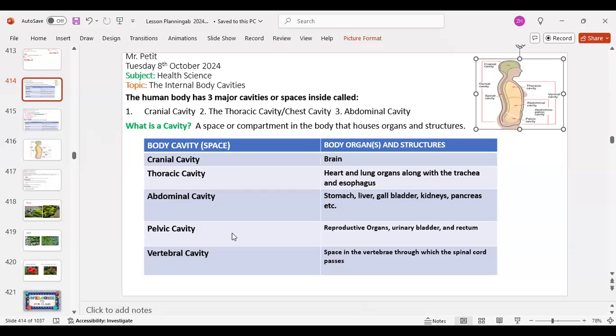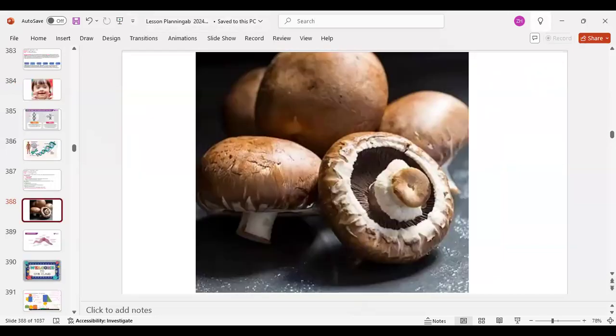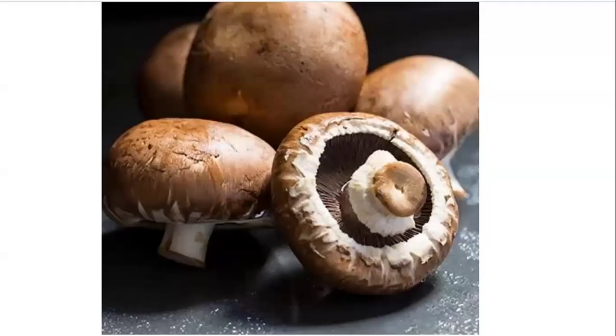Okay, so I'm going to put an image on the screen and you're going to tell me if it's a plant or an animal. All right, you ready? Yes, sir. Can y'all see it or no? Yes, sir. It's a mushroom. That's a plant. Even though mushrooms grow, that is a plant.